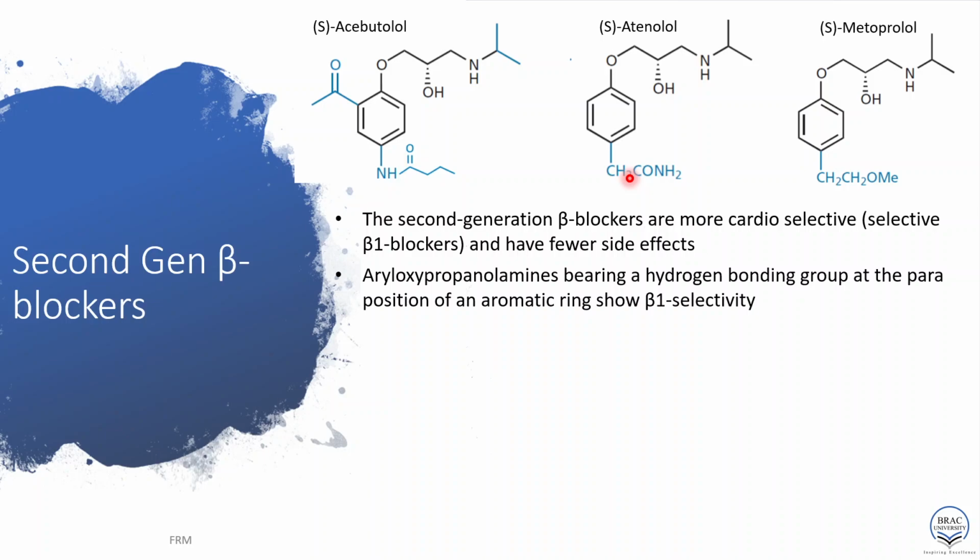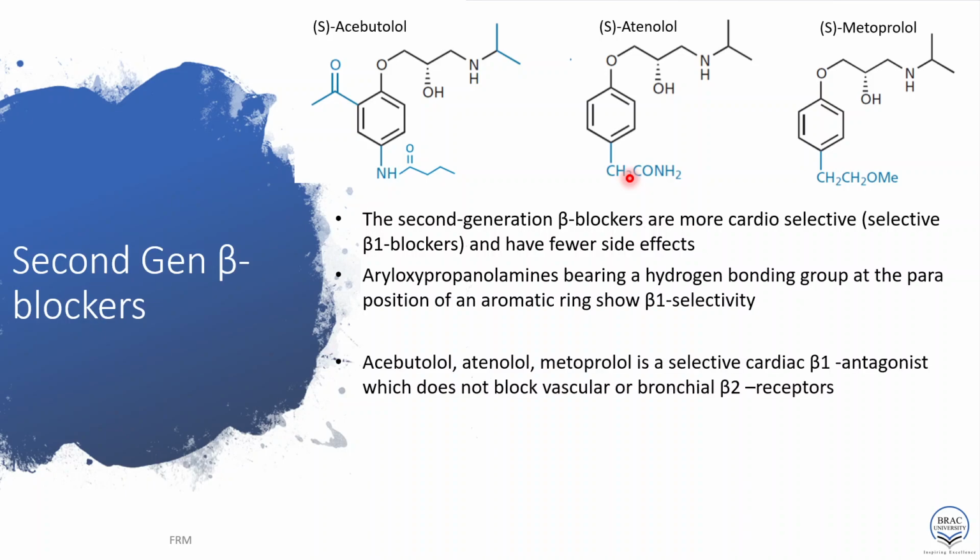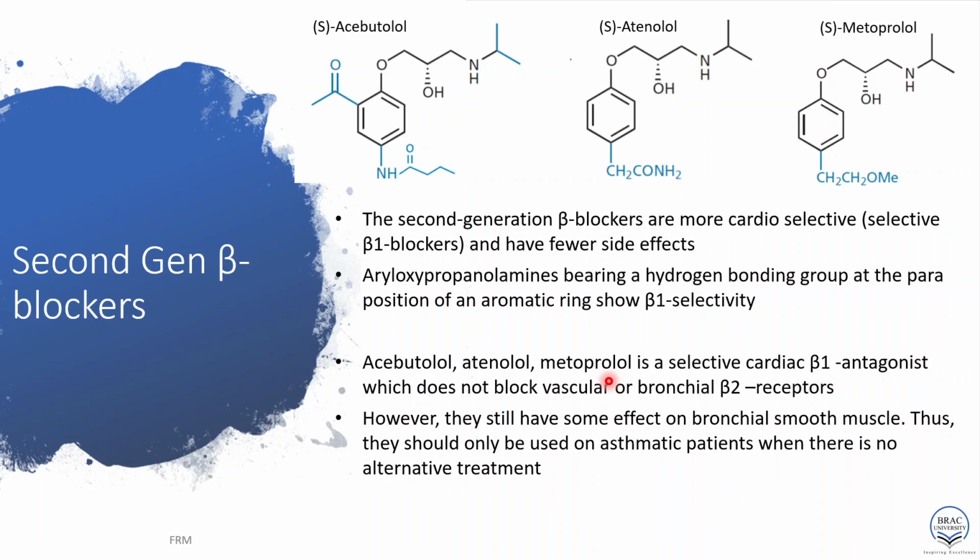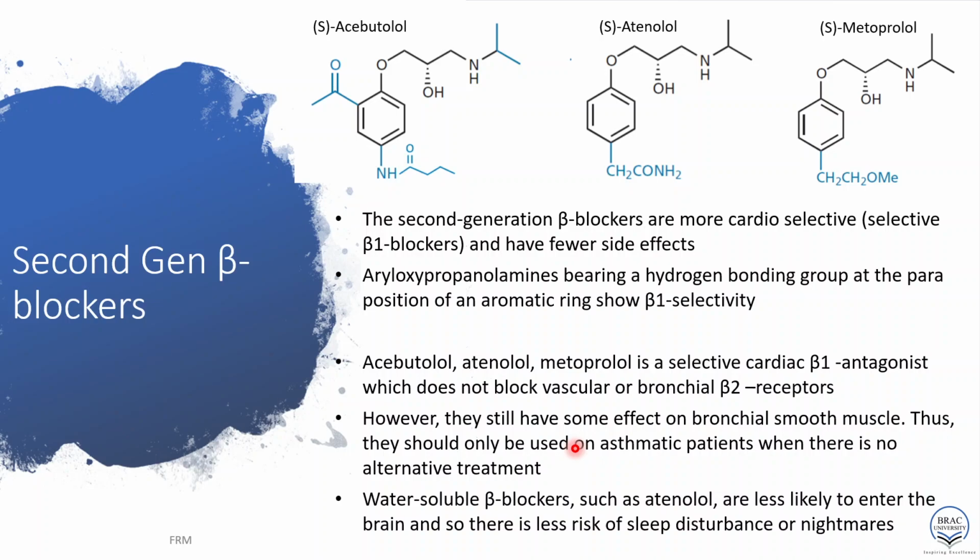Also, second generations are a bit more water soluble and less lipid soluble. As a result, they will not penetrate the CNS and not cause unwanted CNS side effects. So water soluble beta blockers such as atenolol are less likely to cross the blood-brain barrier and less likely to cause unwanted CNS effects. That is how the second generations are more favorable in the clinical context and have more beneficial activity than the first generation beta blockers.